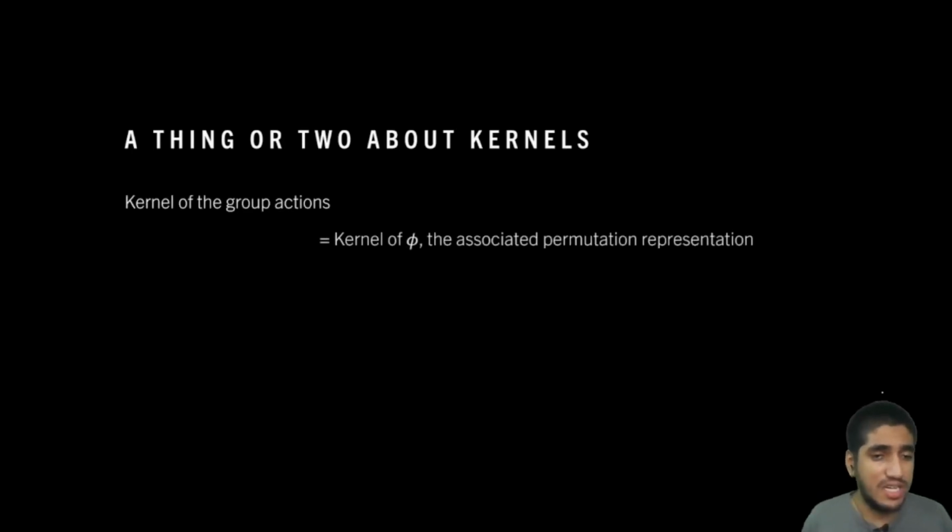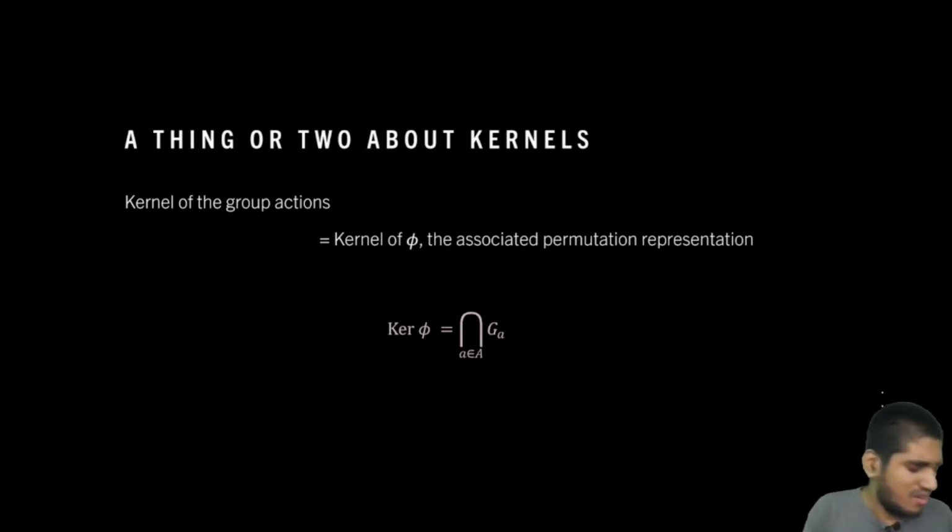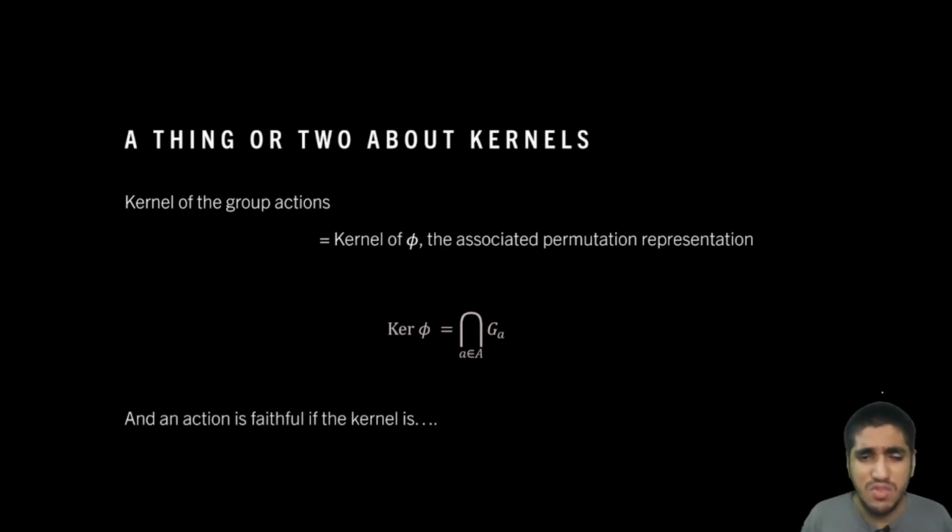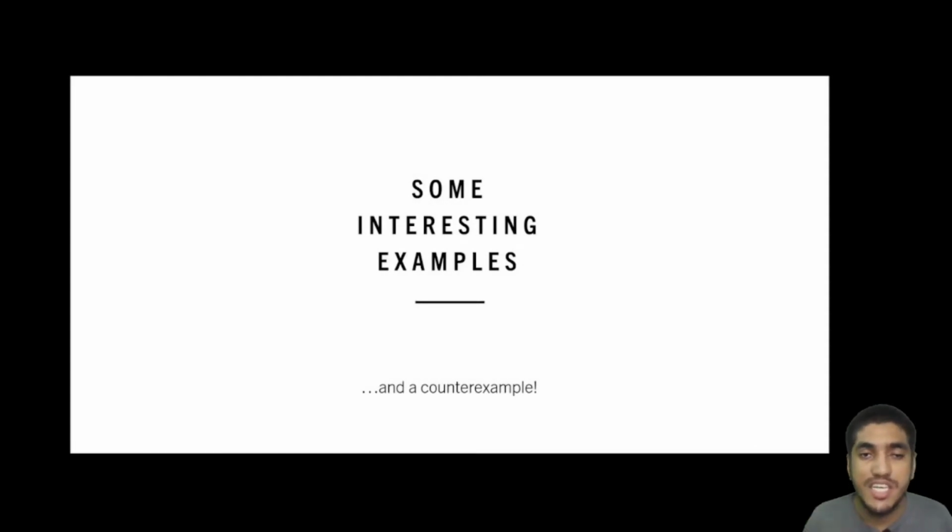Let's remind ourselves about a thing or two about kernels. Kernel of a group action is equal to kernel of phi, that is the associated permutation representation. Remember that the permutation representation is a homomorphism, which is also equal to intersection of all stabilizers of A. Something that you already know, an action is faithful if the kernel contains just the... I'm not going to tell you the answer now. I know you have already recollected it earlier. Let's look at some interesting examples of group actions.